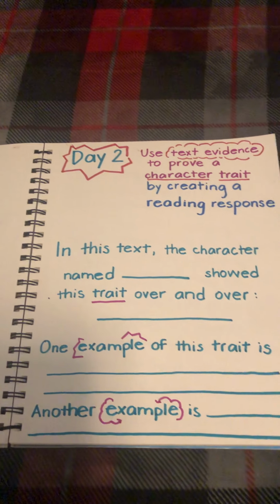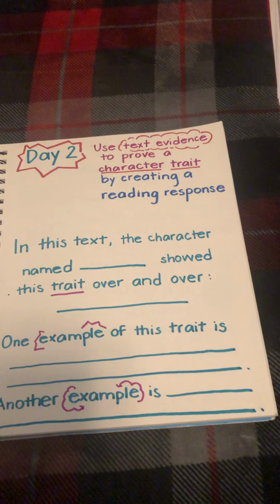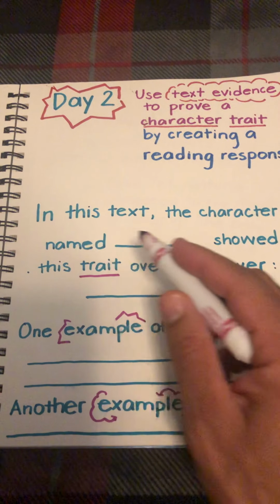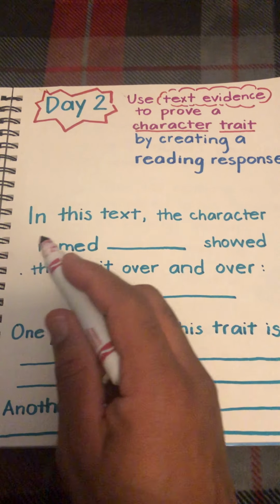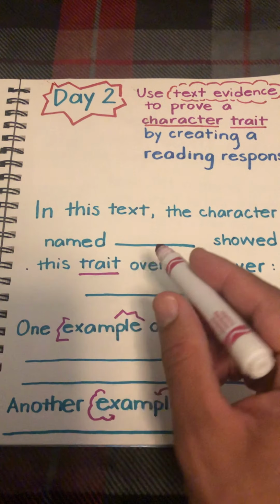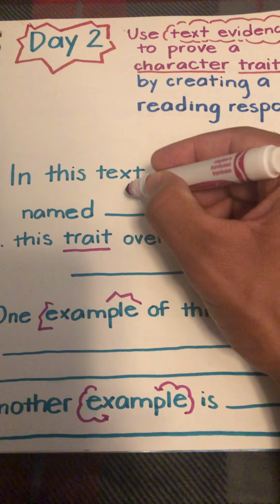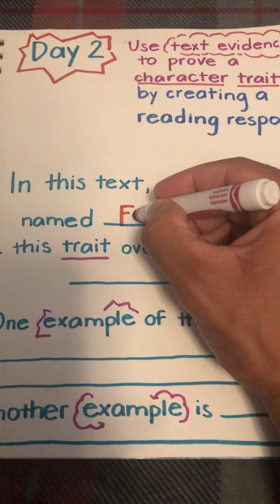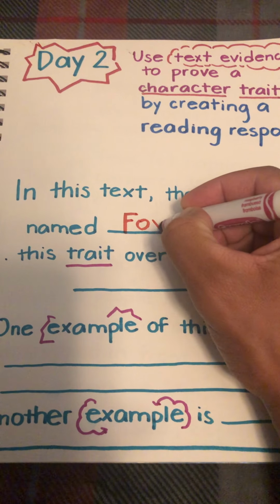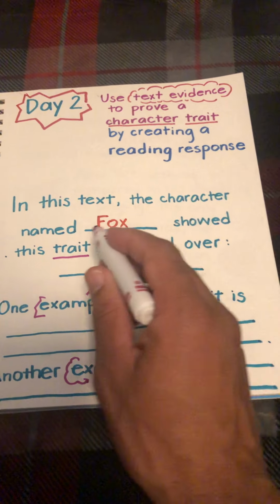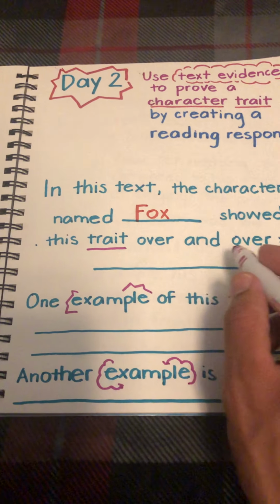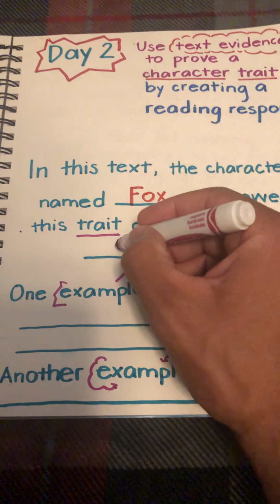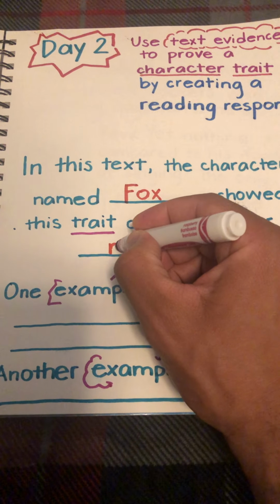So I'm going to fill in my response with the information I have so far. I'm going to read my sentence to make sure it makes sense. In this text, the character named, okay, well, my character is named Fox, capital F, since it's a character's name. In this text, the character named Fox showed this trait over and over. So in this line, I'm going to fill in the trait that I chose for Fox. In this case, I chose the trait nervous.